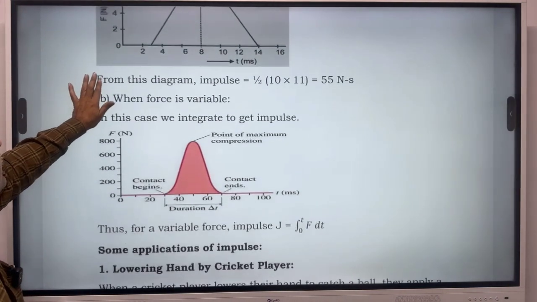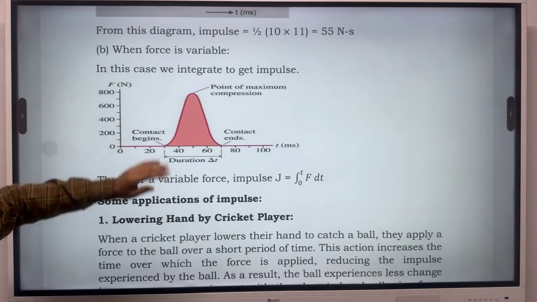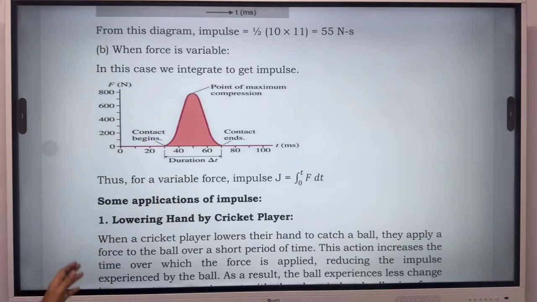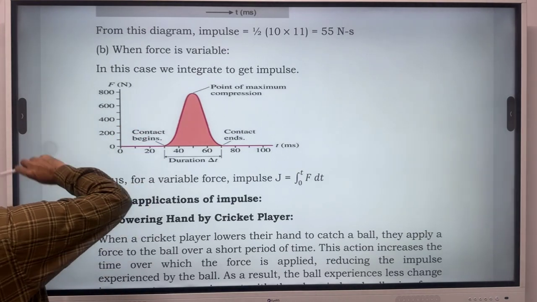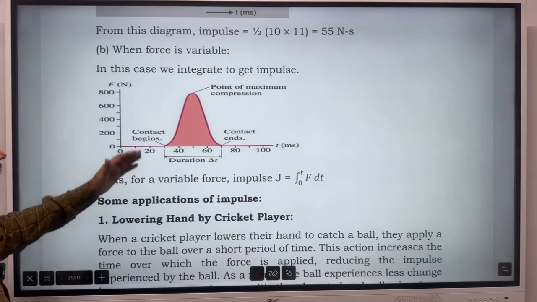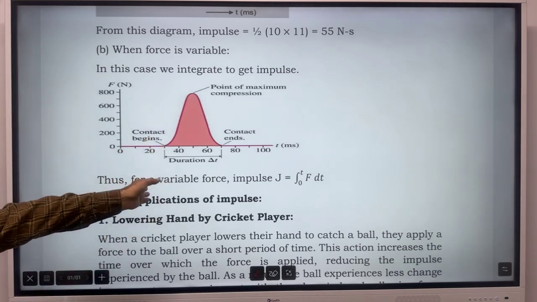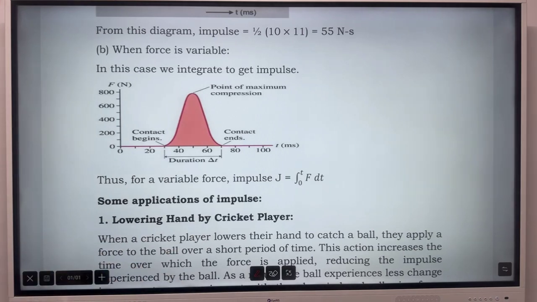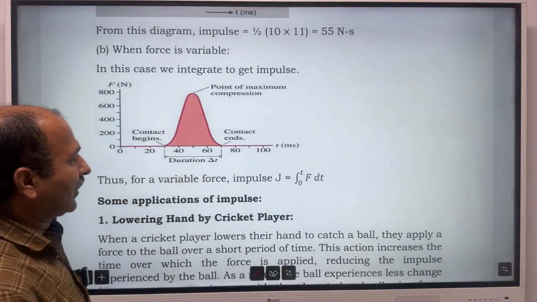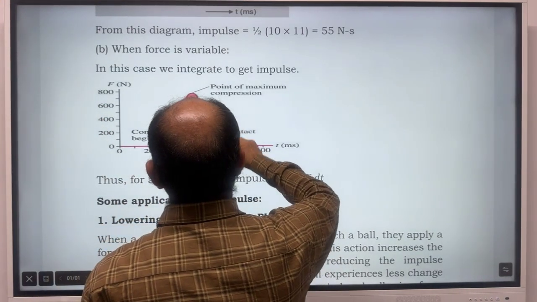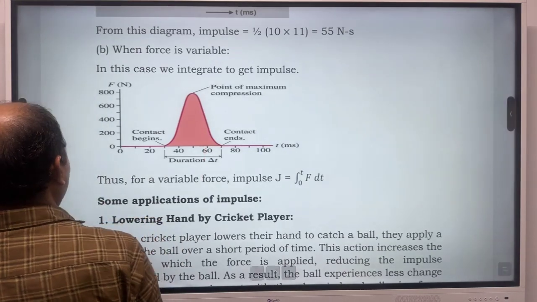Now it may happen that force is not constant, it is variable. In that case, we will use the concept of integration. We will write the limits from where this force starts acting and till what point of time it acts, and then we can evaluate. We will see such questions later on.